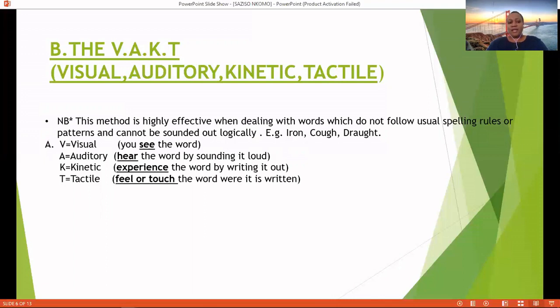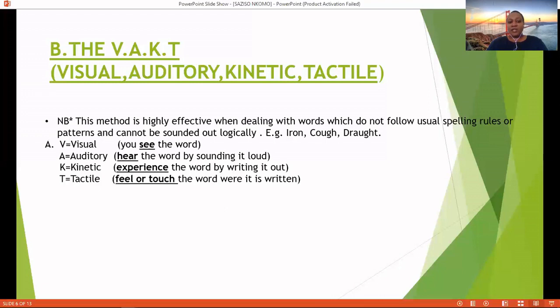Right, the V, which stands for visual, simply means you see the word, visualize the word. And half the time we learn to spell mostly if we are well read. If we read widely, we learn a lot of spellings, a lot of new words. So visual is important. See the word, and maybe you will have a picture in your mind of that word.